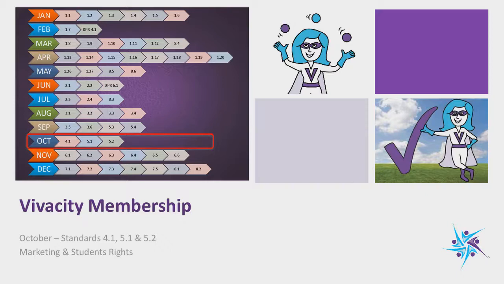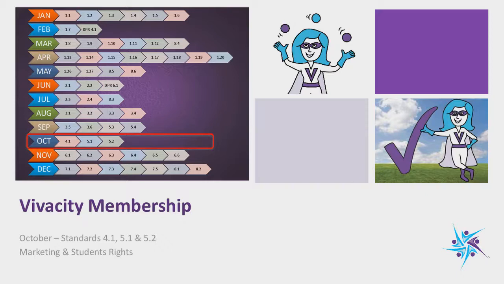So in today's webinar, we will be going through marketing and student rights and responsibilities, which is Standard 4.1, 5.1 and 5.2. Marketing is often where a lot of RTOs make mistakes. I'm often going into people's websites and finding non-compliances. And it's interesting where I find non-compliances.